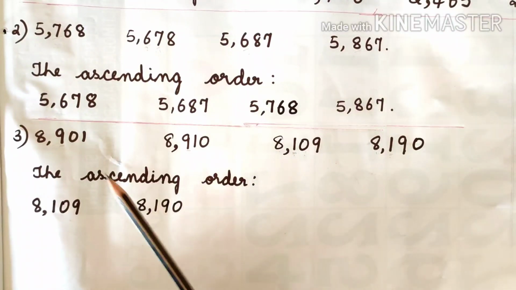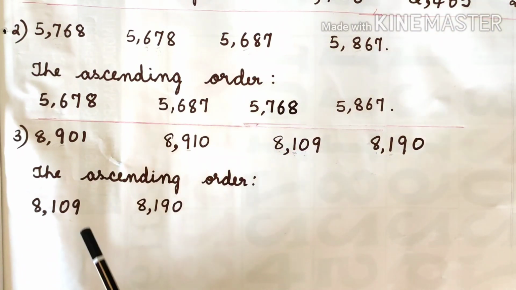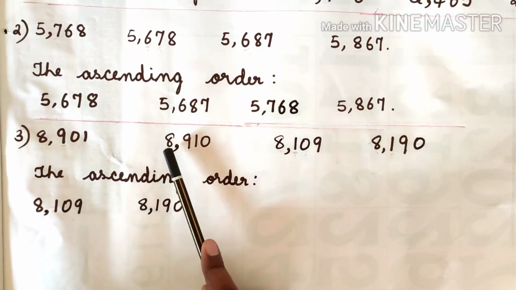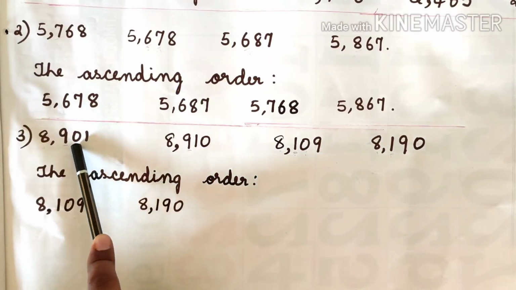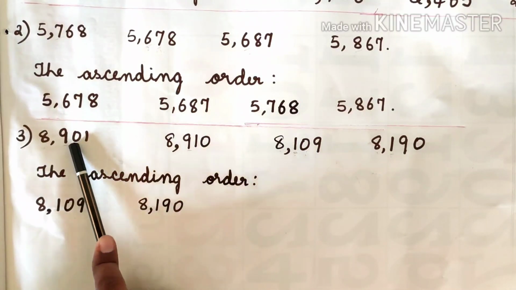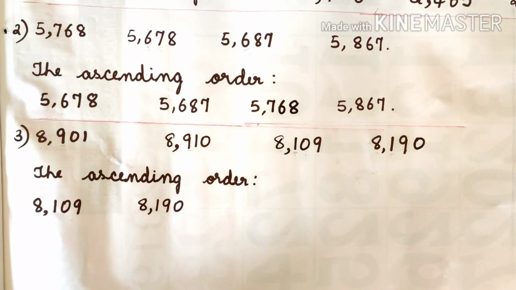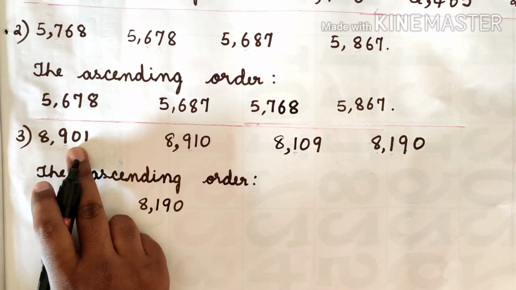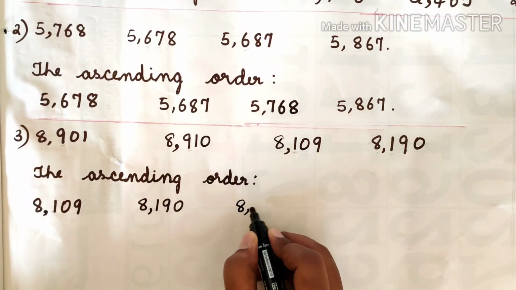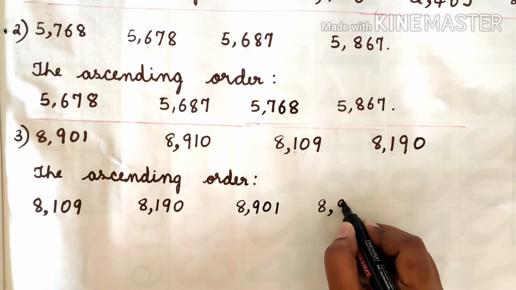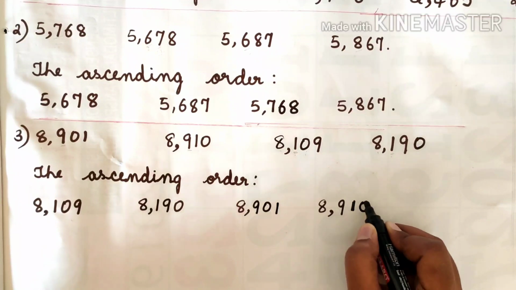So now let's compare the first two numbers which have 9 in hundreds place. Again the same situation here. Thousands and hundreds are same. So again we need to compare tens place. We have 0 and 1 in tens place. So comparing 0 and 1, which is smaller? 0 is the smallest. So let us write the number that has 0 in tens place now: 8901, and at the end we have to write the number that has 1 in tens place.